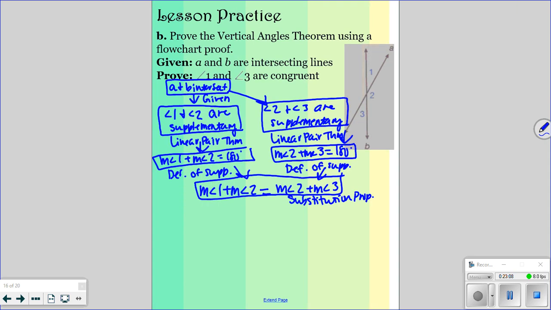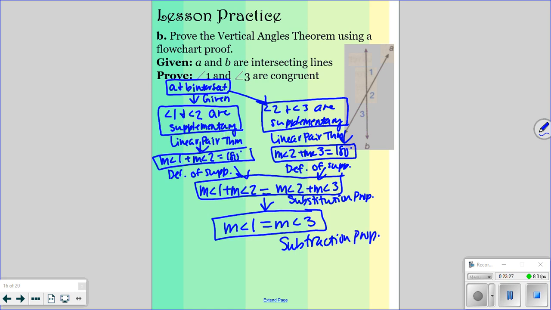From there, we can subtract the measure of angle 2 from both sides, where we just have the measure of angle 1 equals the measure of angle 3. So we would put subtraction for a justification. And then if those two equal each other, that means that angle 1 is congruent to angle 3. And so the reasoning there would be definition of congruent angles.